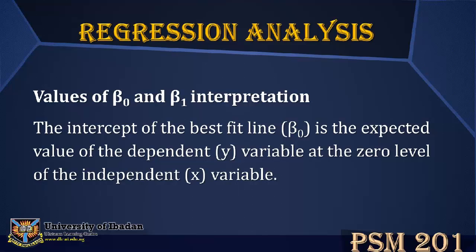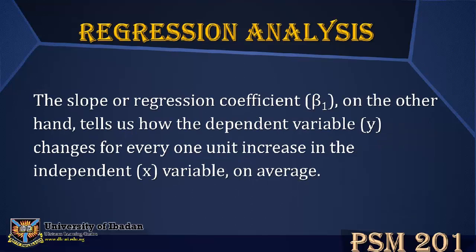Values of beta naught and beta 1 interpretation. The intercept of the best fit line, beta naught, is the expected value of the dependent y variable at zero level of the independent x variable. The slope or regression coefficient beta 1, on the other hand, tells us how the dependent variable y changes for every 1 unit increase in the independent x variable.